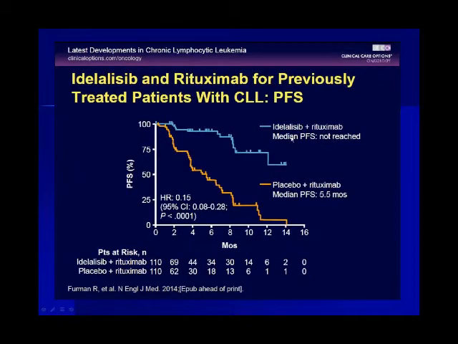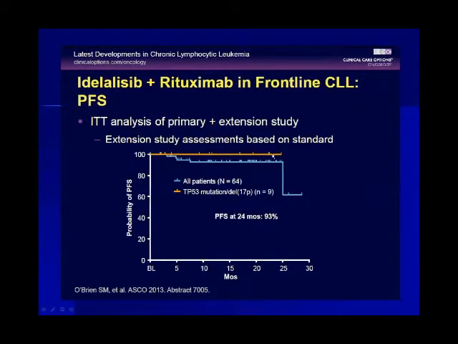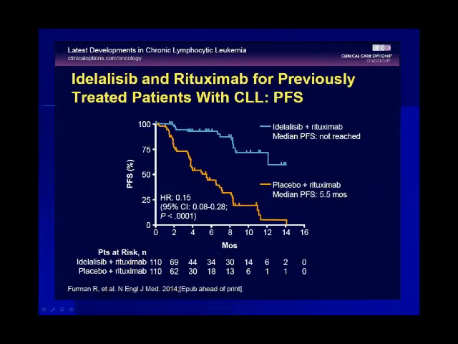And again here, if you give idelalisib plus rituximab, these are in patients who've been previously treated. The first one was patients who've never been treated; this one is if they have been treated. So as you can see, they don't do as well as in first-line treatment. If you just give rituximab alone, which is something that we do, within about 6 months half of these people will have progressed.